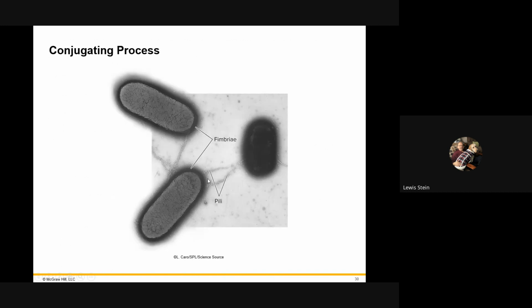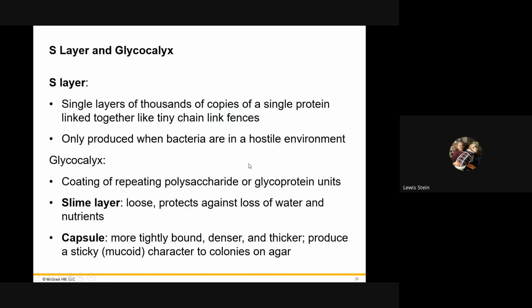So here, and you see this all the time. Fimbriae are the little bristles that you can barely make out. Pili are the tubes, interconnected. And there's different things. Chain links in a fence, bacteria in a hostile environment. This is almost like protecting themselves. Okay. And again, that underscores what we didn't think about bacteria.